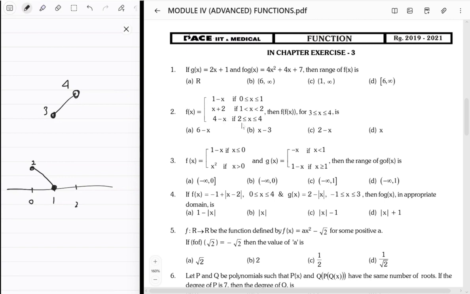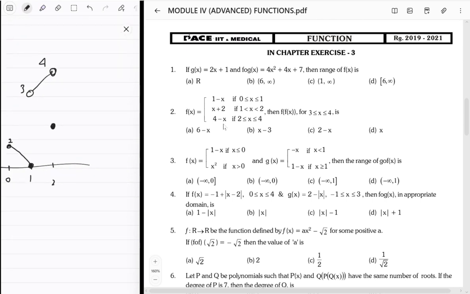4 minus x in this range. So 2 inclusive, right? It should be not inclusive. So whenever 2 is included, you get 4 minus 2, which is just 2. So we go to this point, I guess it's included. And at 4, it's going to be 0. So 4 is over here, I guess. So now go to 0.